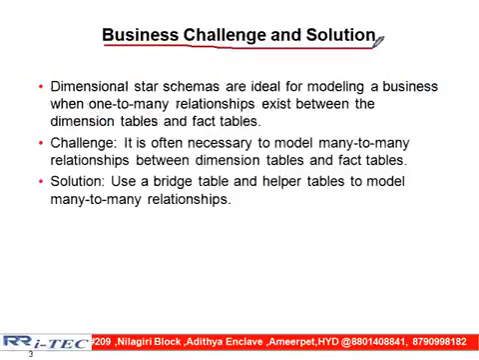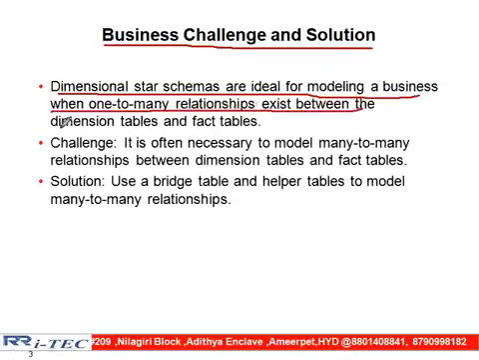Business challenge and solution. Dimensional star schemas are ideal for modeling a business when a one-to-many relationship exists between the dimension tables and fact tables. If you take any star schema, the dimension table is connected directly with the fact table. We call it a star only if the dimension table is directly connected with the fact table. So in the star schema, one record of the dimension table is always mapped with n number of records of the fact table. That is true.